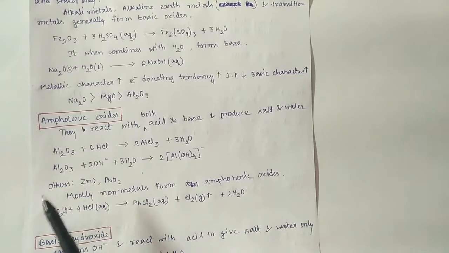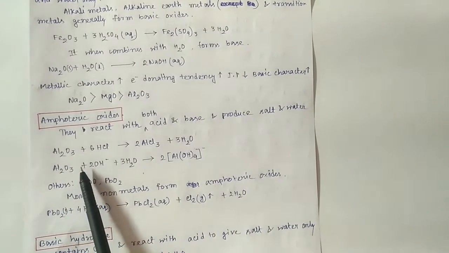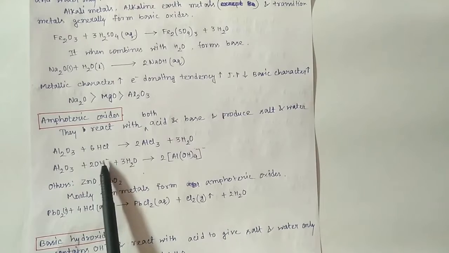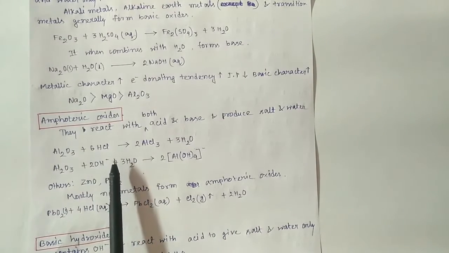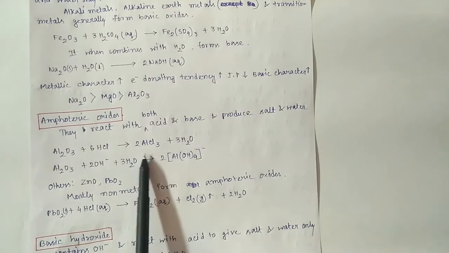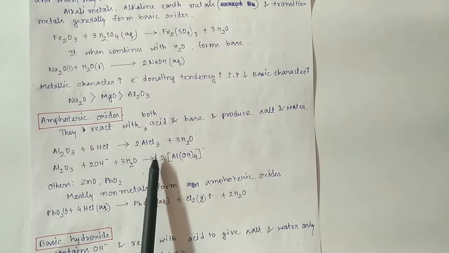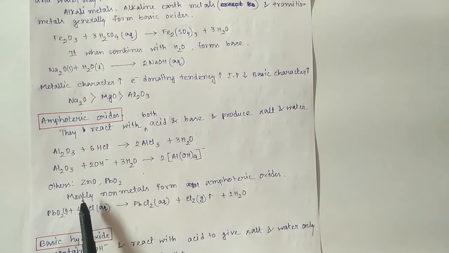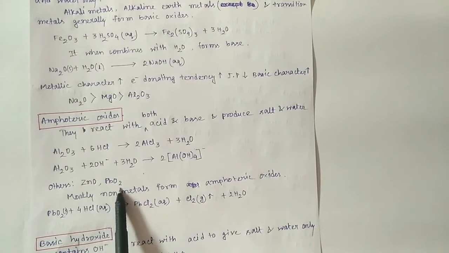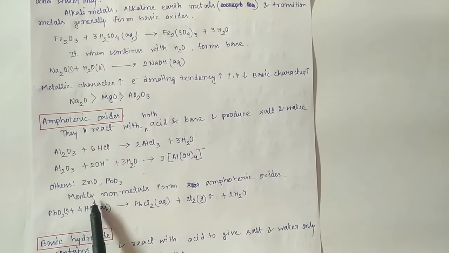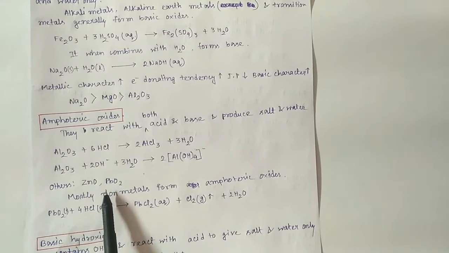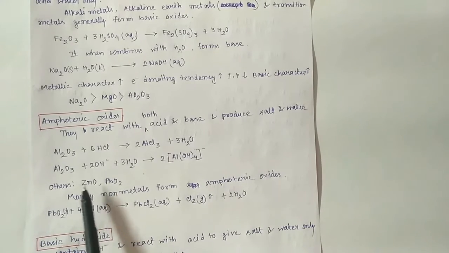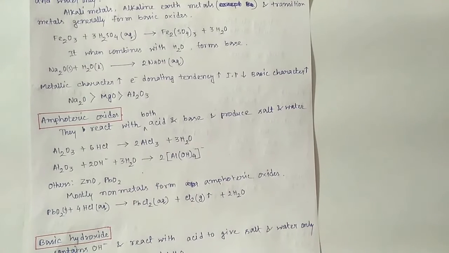For example, Al2O3. Al2O3 when it reacts with 6HCl, hydrochloric acid, will produce 2AlCl3, aluminum chloride, and 3H2O. Other types of amphoteric oxides are ZnO and PbO2. Here zinc and lead are both metals, and that is why they produce amphoteric oxides. So that's all about amphoteric oxides.